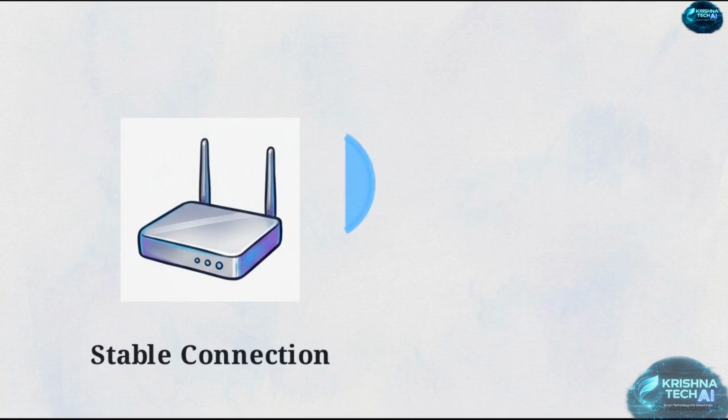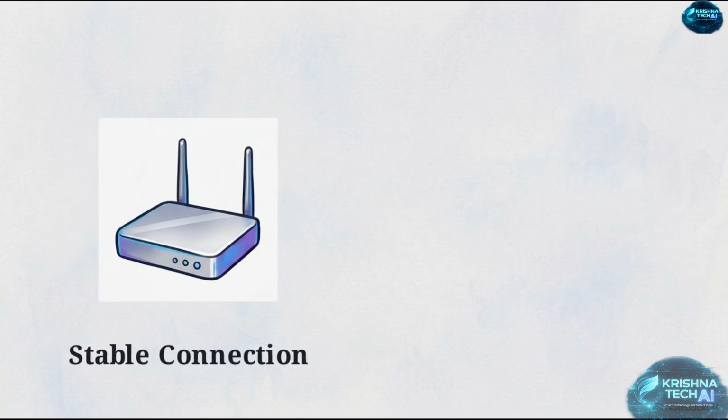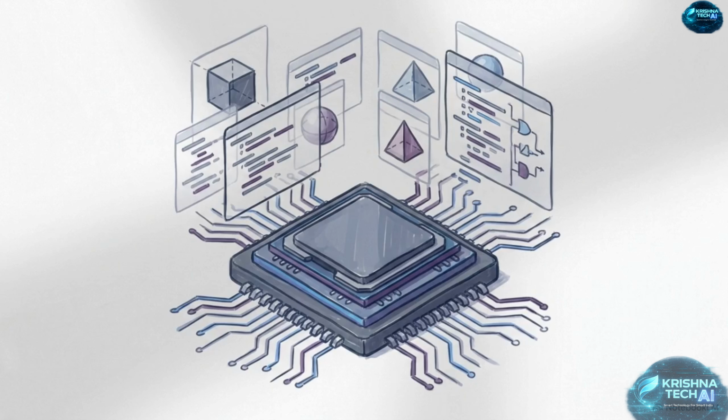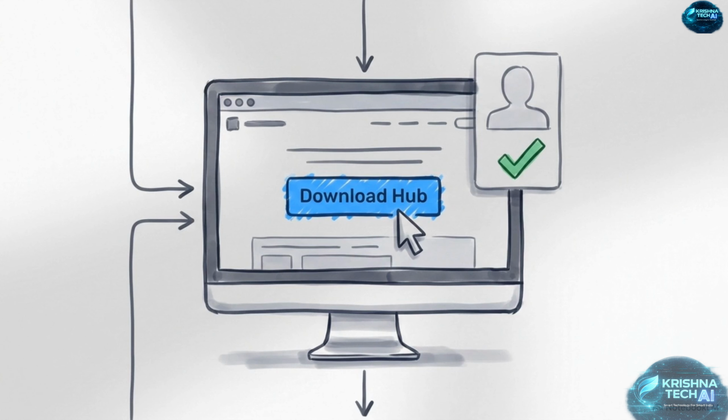To follow along, you will need a stable internet connection and at least 20 gigabytes of available storage space on your drive. Completing these initial installation steps perfectly prepares your local computer environment to handle the engine's core development and compilation tools. Start by visiting the official Unity website. Download the Unity Hub launcher and create a free personal account to manage your licenses.